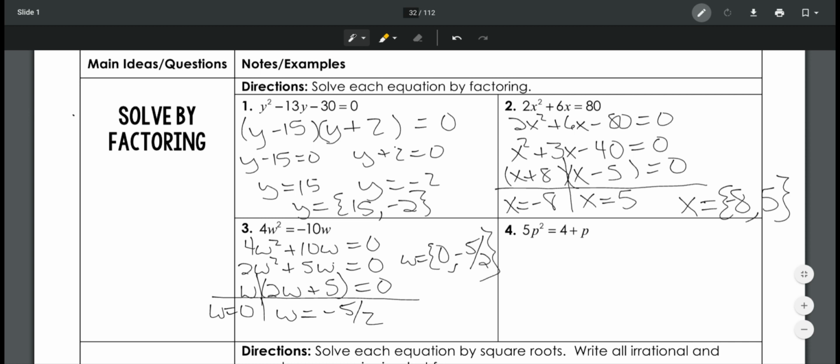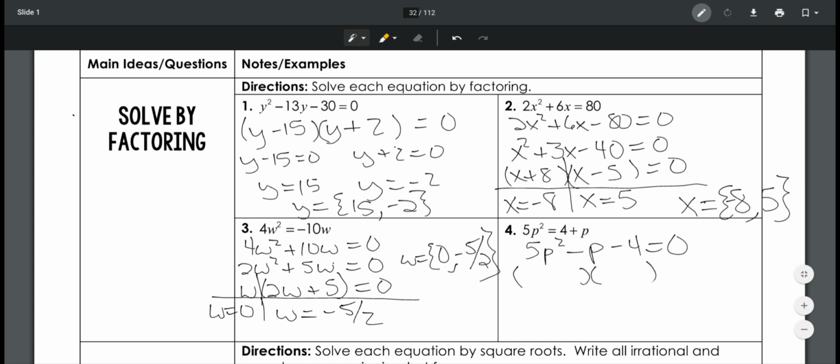The last problem, I need to set equal to 0, and what you always want to do, I know it would be easier to move the 5p squared to the other side, to the right side, but that makes it negative. You always want to try to factor with a positive leading coefficient on that squared term. So I'm actually going to move the 4 and the p to the left. So I end up with 5p squared minus p minus 4 equals 0. Now notice when I did that, I also put them in descending order from p squared to p to constant term, so that I can factor that trinomial.